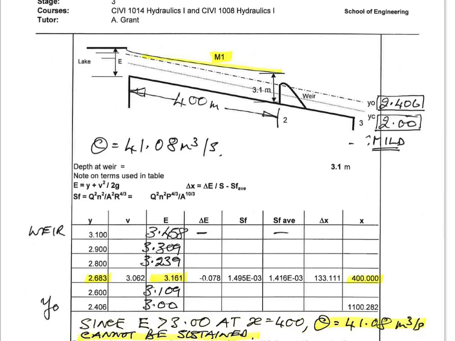You won't be asked to do that in an exam question. The most you'd be asked to do is to check whether the flow that we worked out in the first part is or is not going to be affected by the introduction of a particular structure downstream.